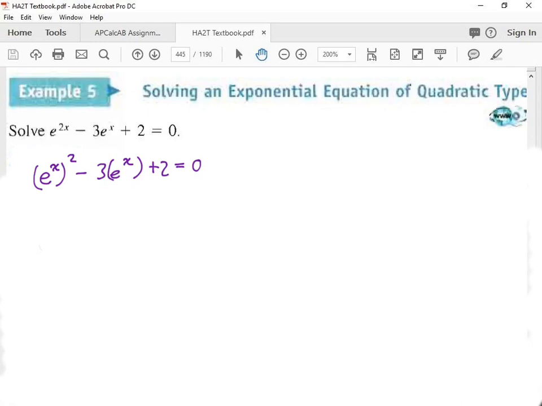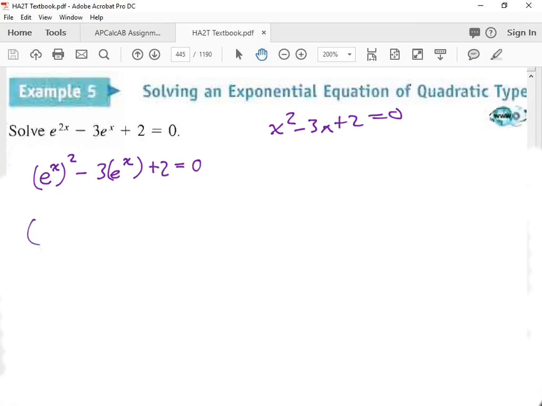That e^x, if I replace that with just an x, would you know what to do? x squared minus 3x plus 2. Do you guys know what to do with this? Yes. You factor it, right? Okay, what multiplies to give me 2 and then adds to give me negative 3?